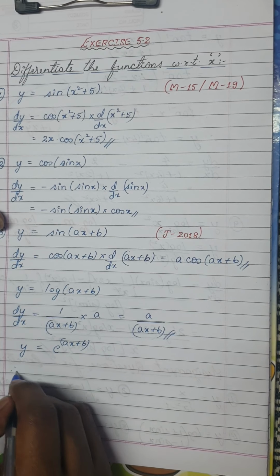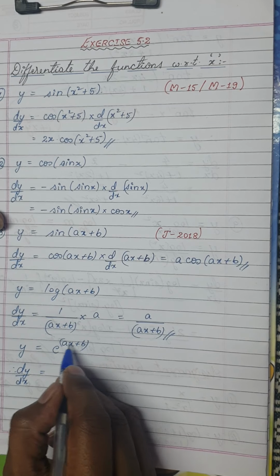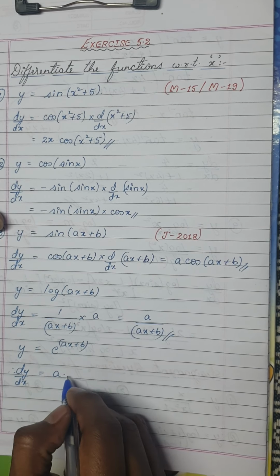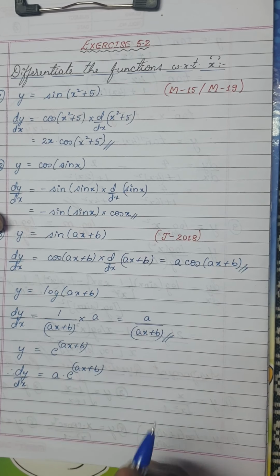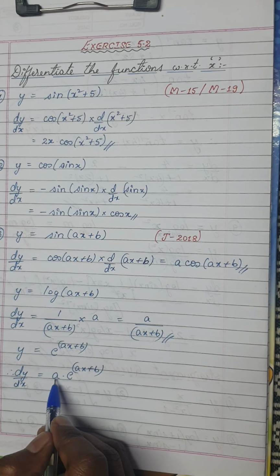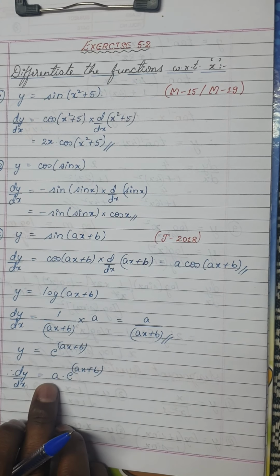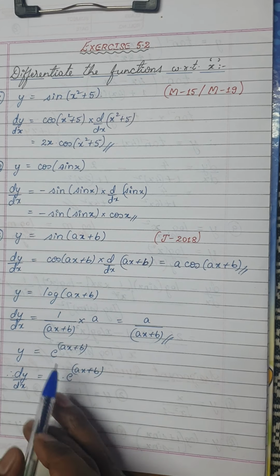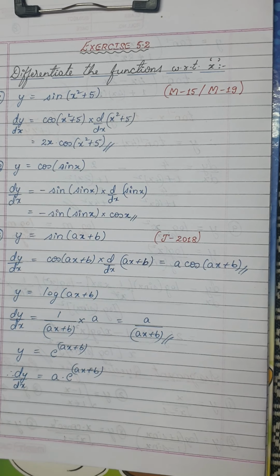Therefore dy by dx is, remember, whenever you have ax plus b as a function, just multiply a as a constant, and derivative of e power f of x is e power f of x itself. Now this is already multiplied. The derivative of ax plus b is already a. So if it is ax plus b in place of f of x, just multiply the constant here.